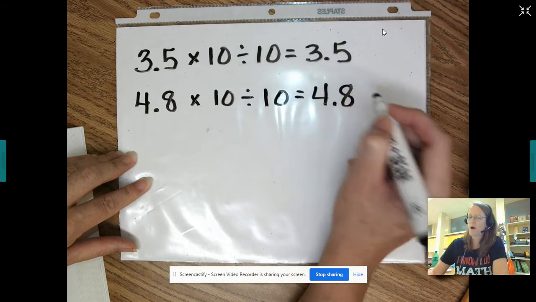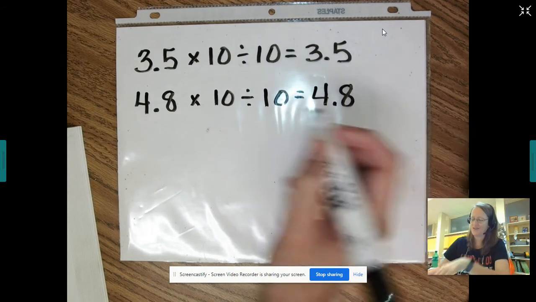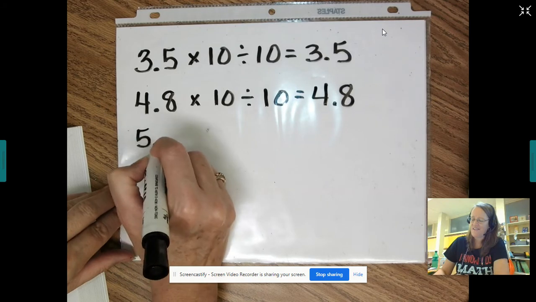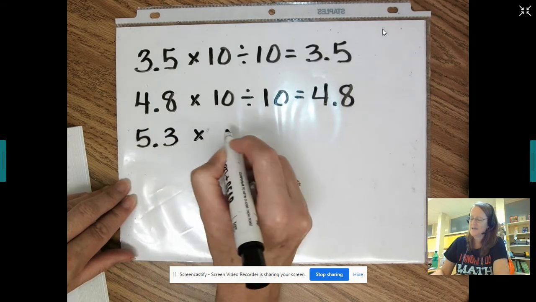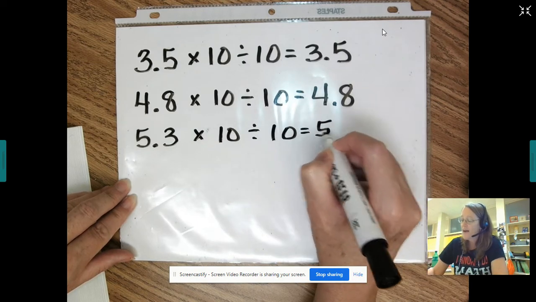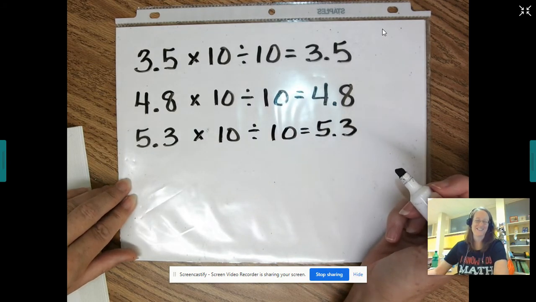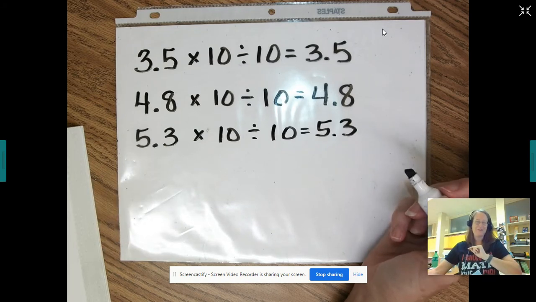You don't even need a whiteboard. I bet you can do this so quickly in your head. 5 and 3/10 times 10 divided by 10 equals, I beat you. Awesome. Good job on fluency today.